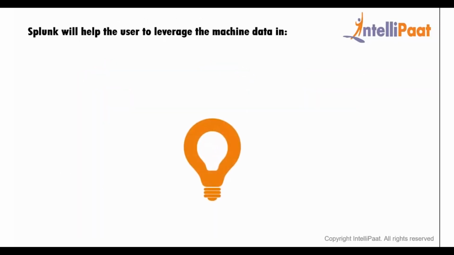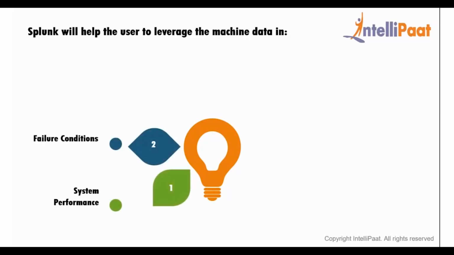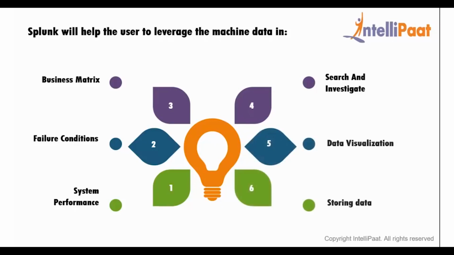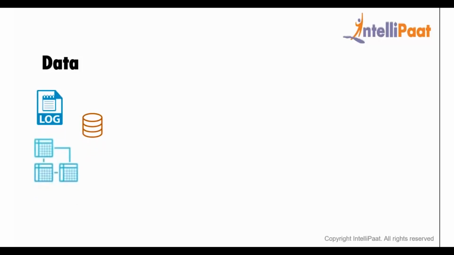Now, Splunk will help users to leverage machine data in analyzing system performance, identifying failure conditions in the system, monitoring business metrics, searching and investigating a reason, visualizing the data and creating dashboards of results, and storing the data for future reference. Now, let us see how Splunk works. So we have data that is stored in machines, which can be in the form of logs, databases, views, or API calls.